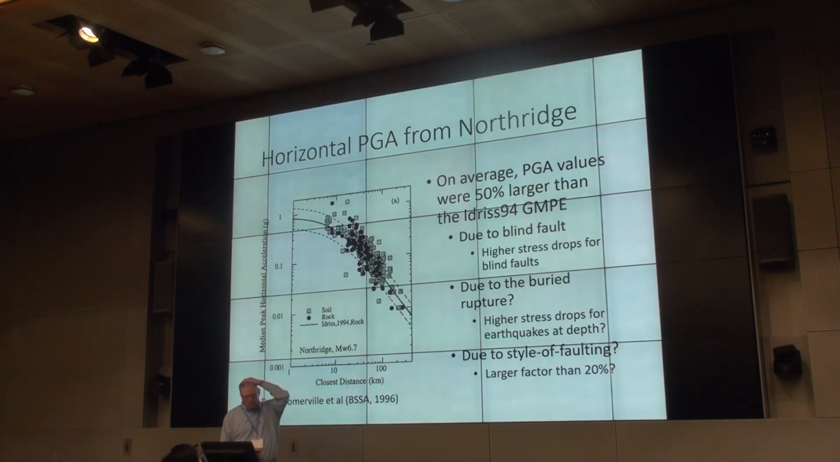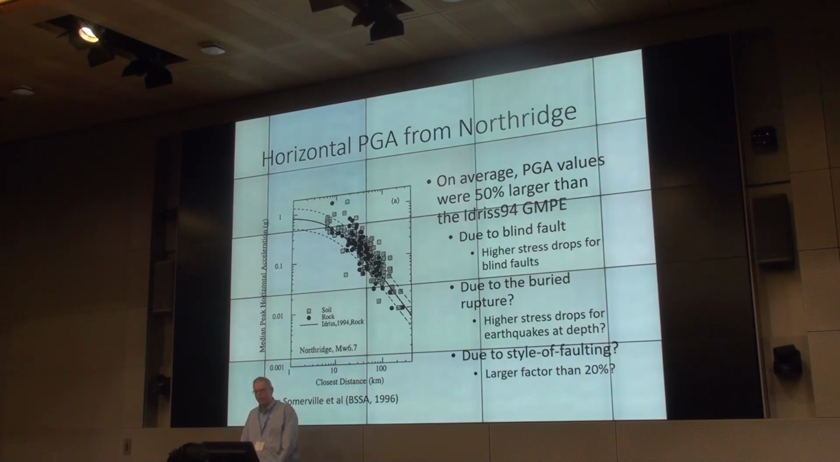So if you went to Northridge and you said, what do we do first thing in those days? We plot up the peak acceleration versus distance, and we compare our curves to them, and you'd say, all right, on average, these things were 50% higher than what our model said it should be. So why is that? And so we go, well, it's a buried fault. We haven't had those before. Was that the cause?